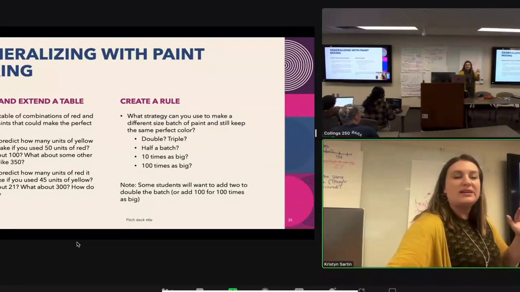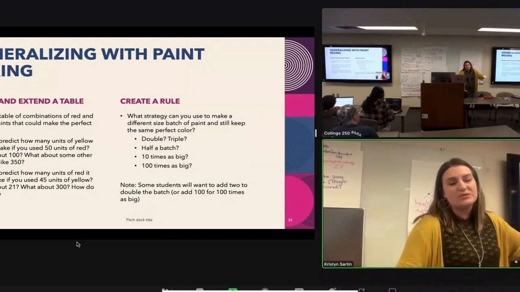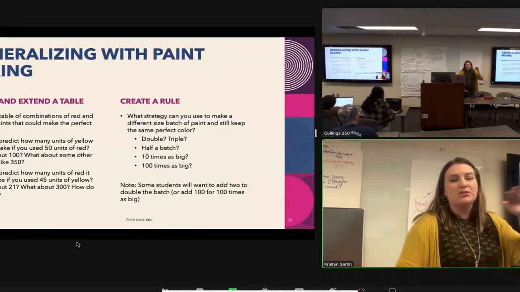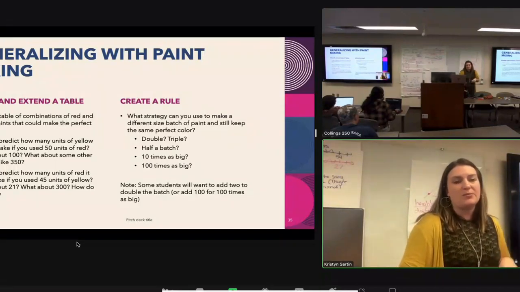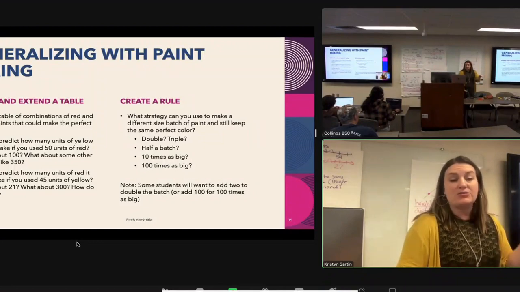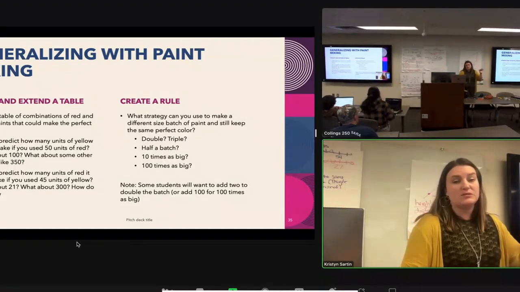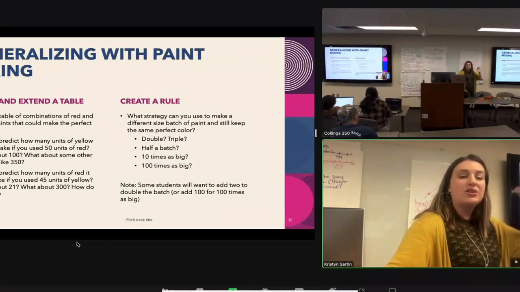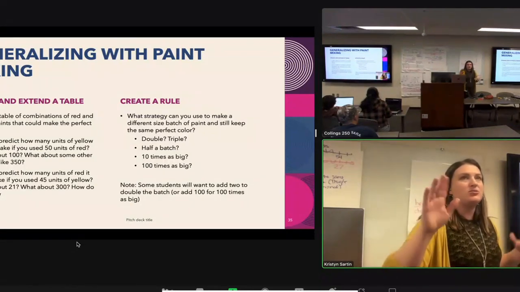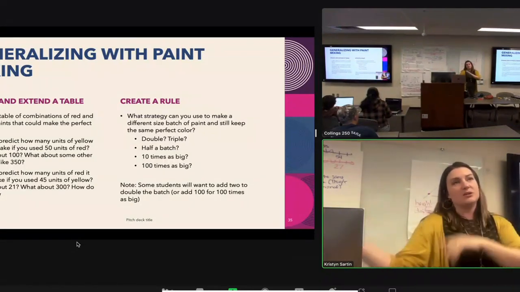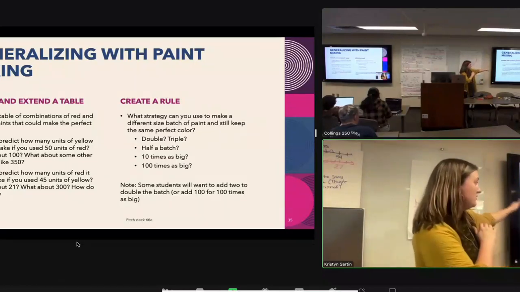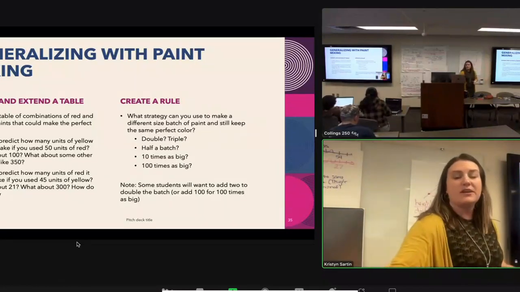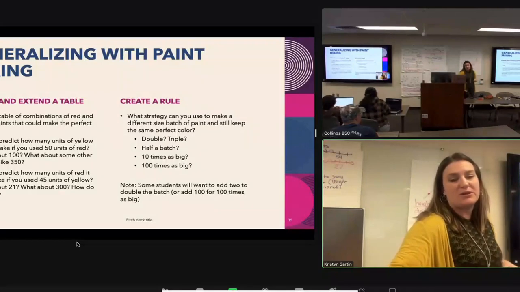Okay, so we can extend a table just like we did with Kayla's drinks. Create a combination of red and yellow paint to make the perfect orange with a different number of units. Can you predict how many units of red it would take if you used this many units of yellow? I've thought about taking this out because I don't want you to rush to this, because we're going to support this more next week. But this is an okay place to get to if your 2Ts are figuring out ratios and thinking about them conceptually.